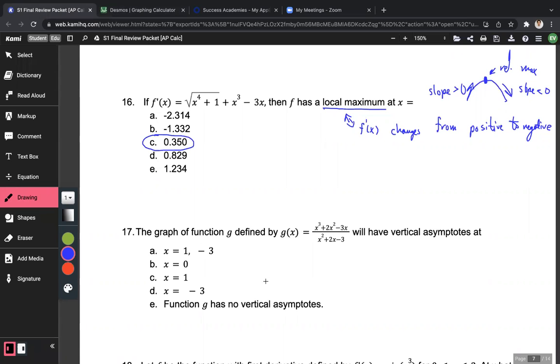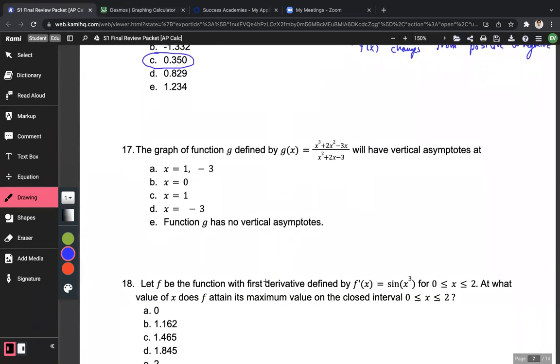That's care of 16. Let's look at 17. This one's actually an algebra 2 question. We're asked if this is our function, it'll have vertical asymptotes where? Remember, vertical asymptotes are places where my graph kind of blows up either to infinity or negative infinity, and I can never touch that line.